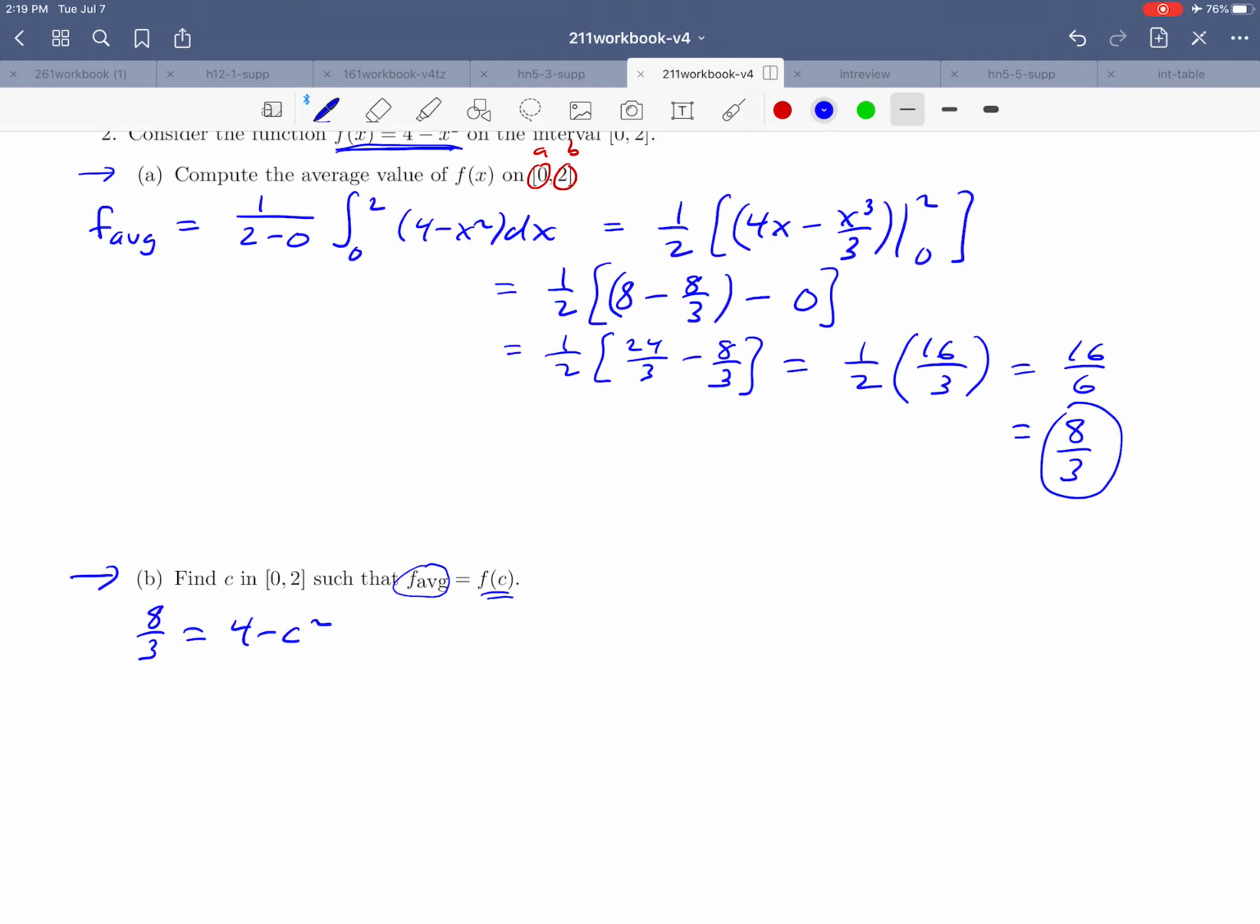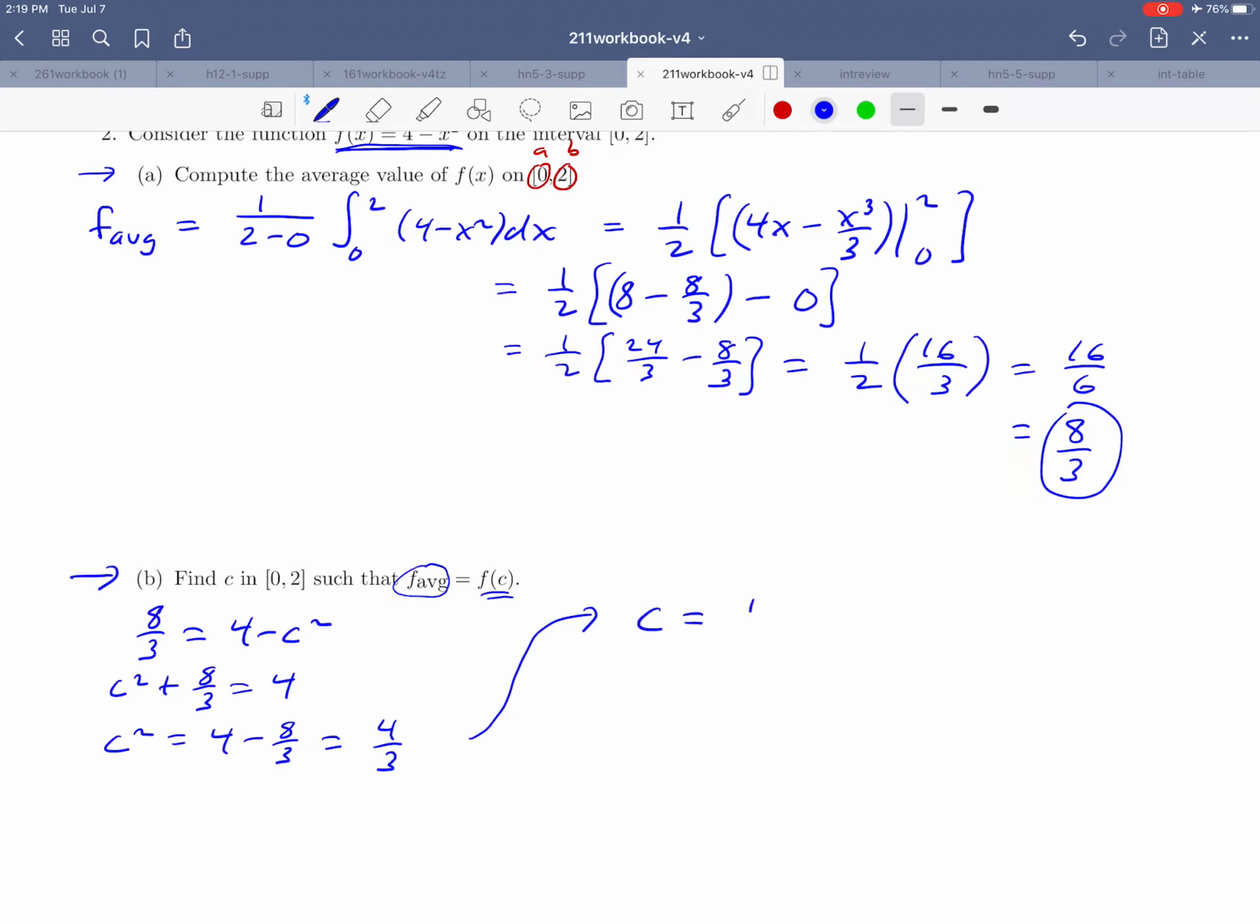So let's do that. If we add c squared to both sides, okay, we're going to get that, and then maybe subtract 8/3 from both sides. Okay, and if you take 4 minus 8/3, okay, get a common denominator, that's 12/3 minus 8/3, that's going to be 4/3. And then the question is, how do we solve this equation for c? We've got c squared equals 4/3. All we really need to do is to take the square root of both sides.